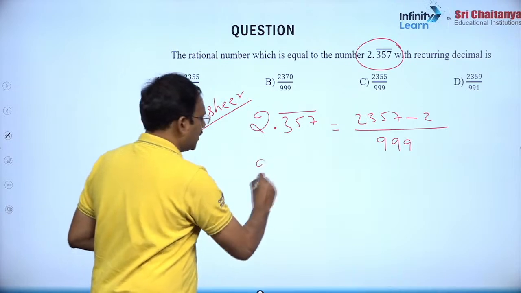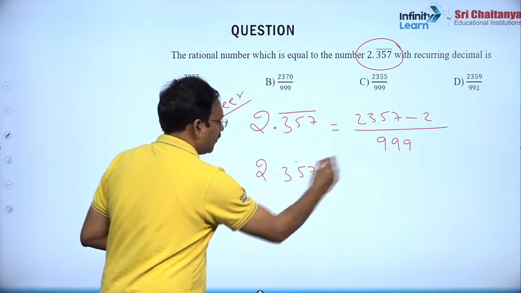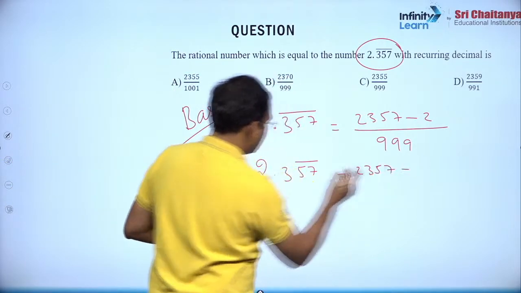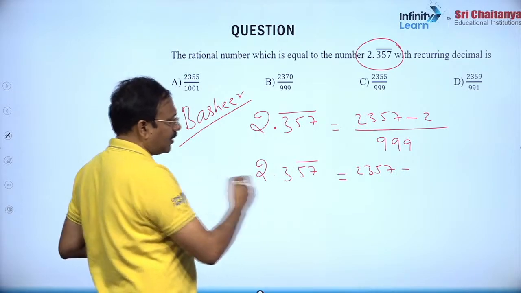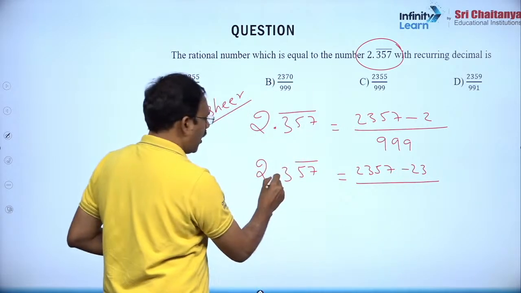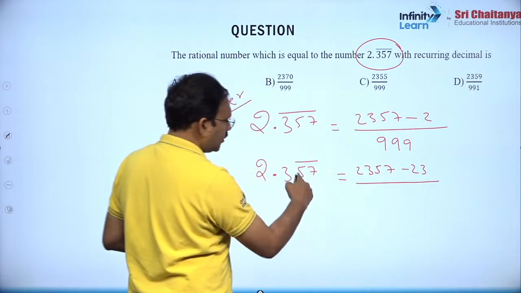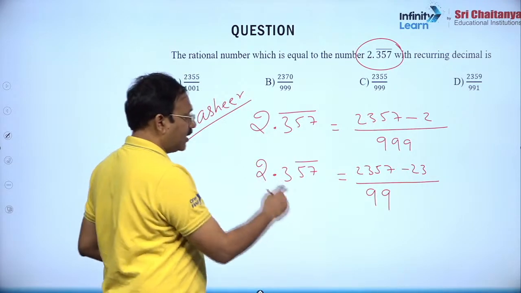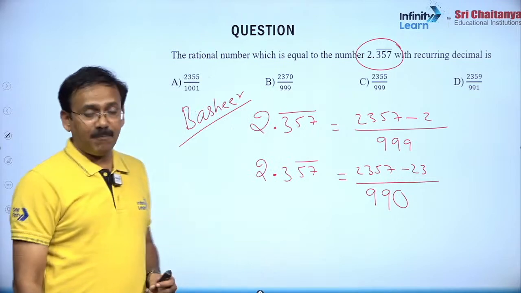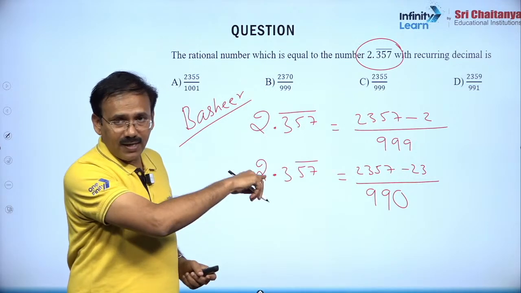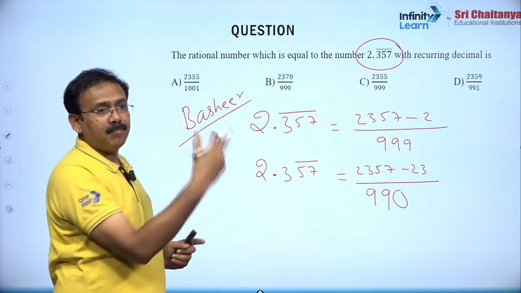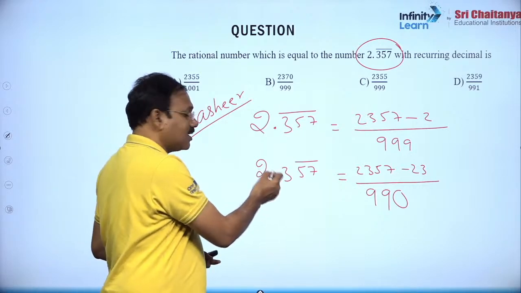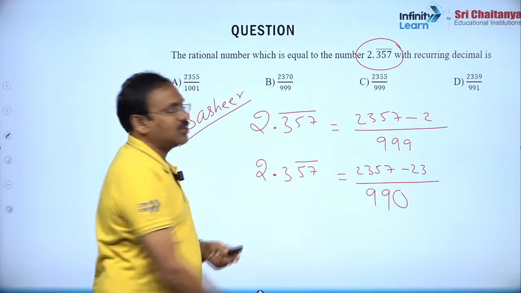So, dear students, suppose it is like 2.357 bar. How to write this? You take the total number 2357 minus the part which is not under bar, which is 23, divided by: under bar there are 2 digits, so 2 nines; after decimal before bar there is 1 digit, so put 1 zero. Let me repeat, my dear friends: total number minus the part which is not under bar, divided by the number of digits under bar, you put that many nines. If there are any digits after decimal before bar, that many zeros you have to put.